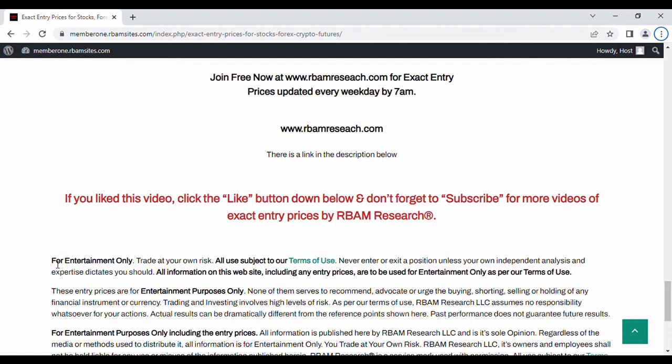Keep in mind, everything on this website, including the entry prices, are for entertainment purposes only. You should never use these prices for anything other than reference points. You should back them up by your own research and consult a financial advisor if you think you need to. And you definitely trade at your own risk.